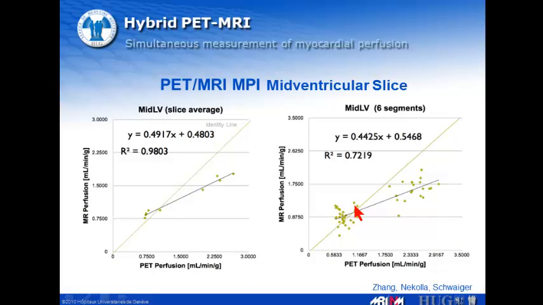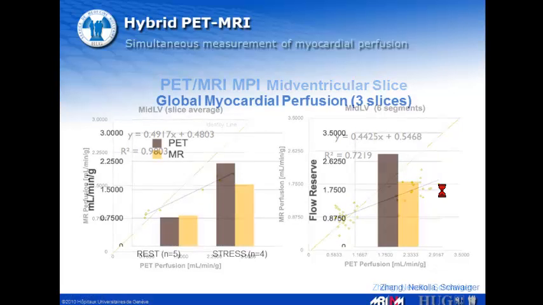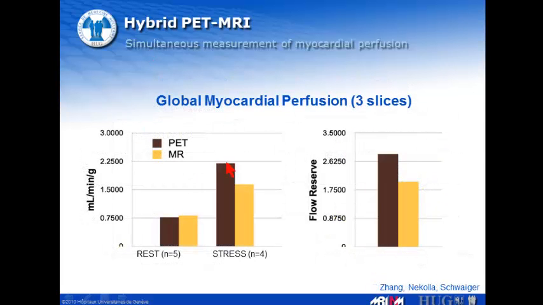And what they found when comparing head-to-head the two methods is that when just doing a slice average at mid-left ventricle, the correlation between PET and MR was quite good. When looking at different segments, it was not that good at all. And the impression was that MR rather underestimated the perfusion in comparison to PET. And I'm very keen to know what Philips is thinking about these findings. The same thing here, just in another diagram, rest compared to stress.